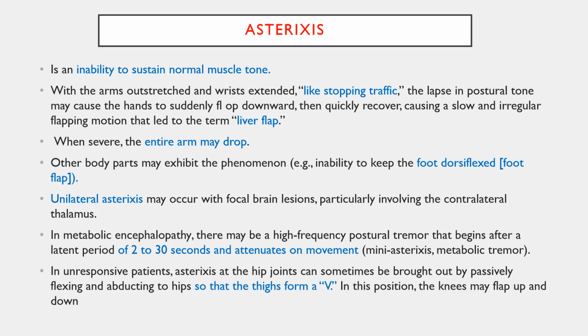In lower limbs, you can examine the asterixis by keeping the hip slightly flexed and abducting the hips. So in that position, patient's knee may flap up and down. In that way also, you can demonstrate the asterixis in lower limb. So you don't see it only in the upper limb. You can see it in a dorsiflexed position, or by placing the hips in a flexing and abducting manner in the shape of a V. In that setting also you can see the asterixis.